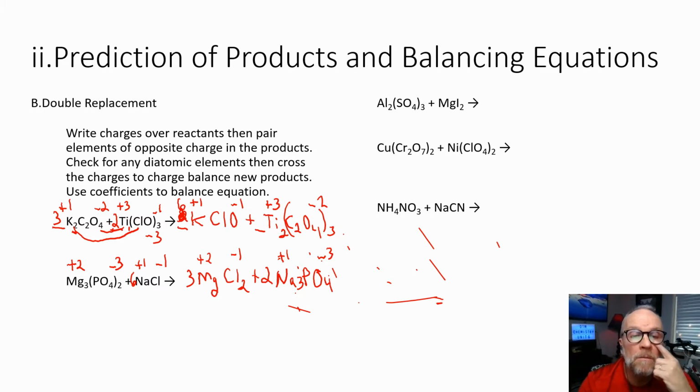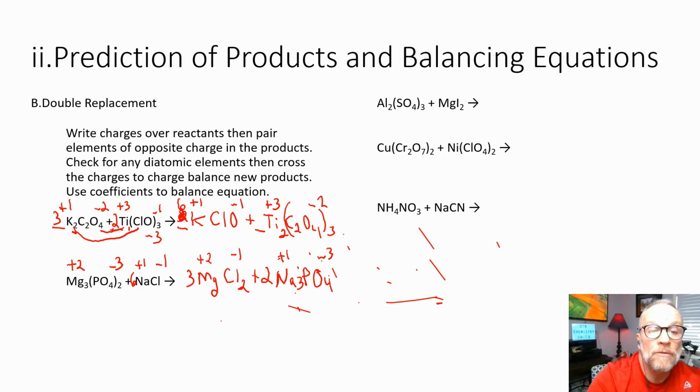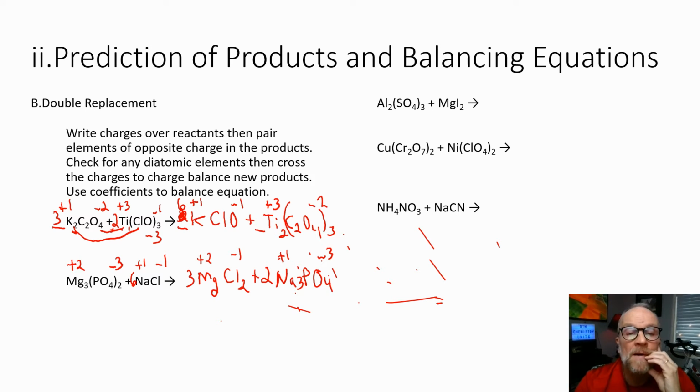So let's double check ourselves and make sure that we're balanced. 3 magnesiums, 2 phosphates, 6 sodiums. 2 times 3 is 6 sodiums, 6 chlorines. 3 times 2 is 6 chlorines. So now we're balanced there. Okay, let's go on to the next one.